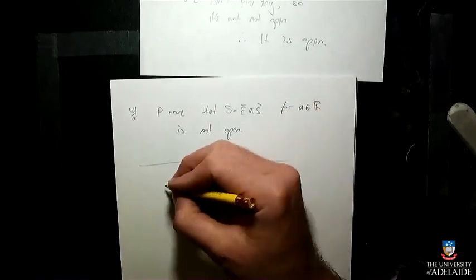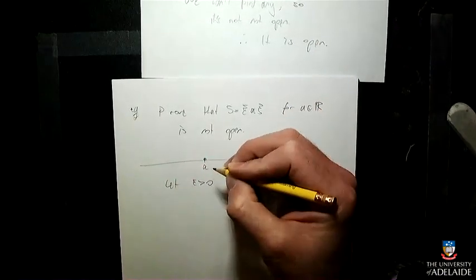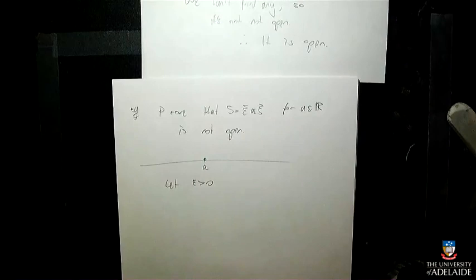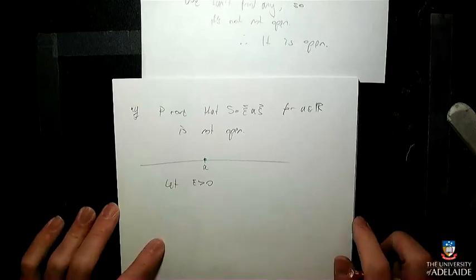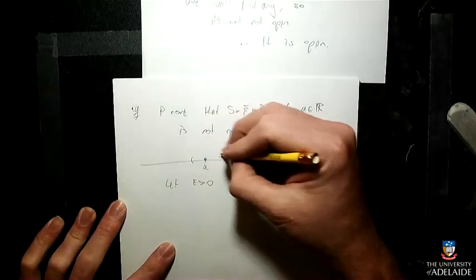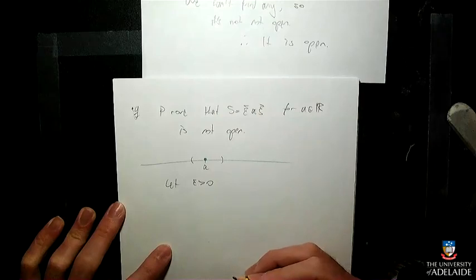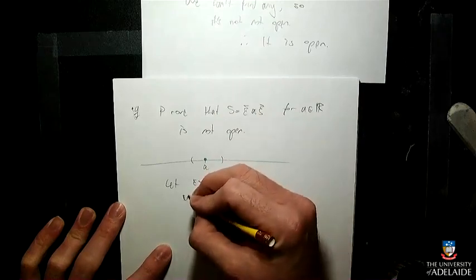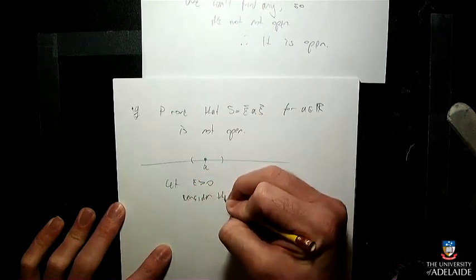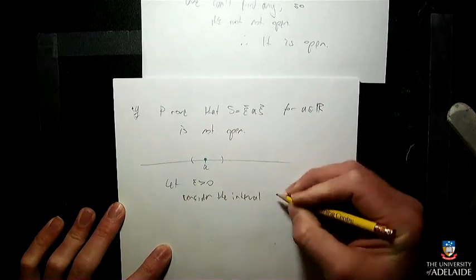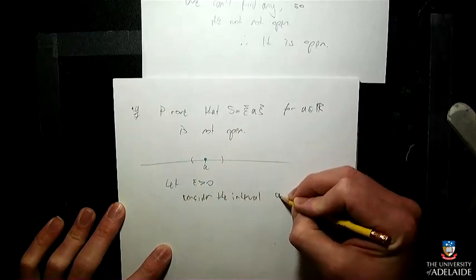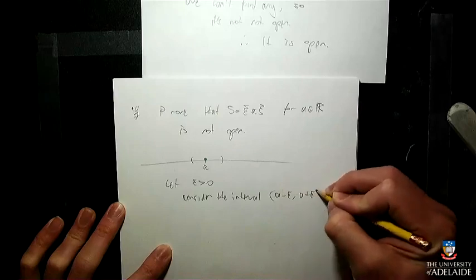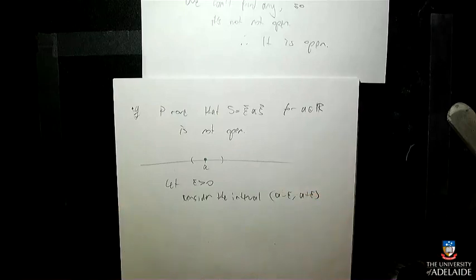All right, so let epsilon be greater than 0. Then I'm going to make an interval. Consider the interval a minus epsilon, a plus epsilon. And our goal is to show that that interval is not contained inside the set with just a in it.